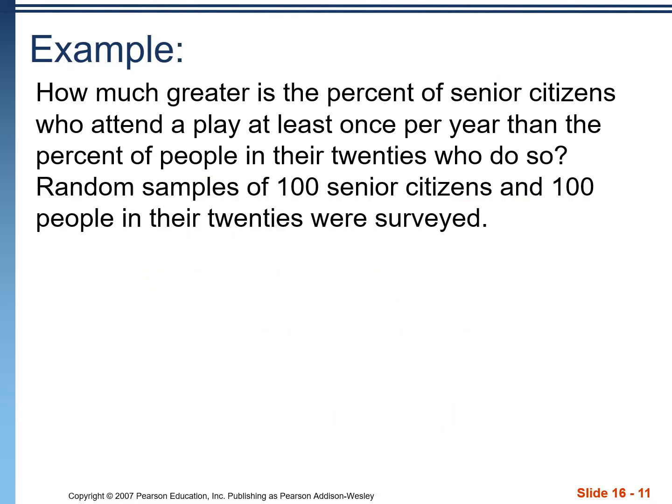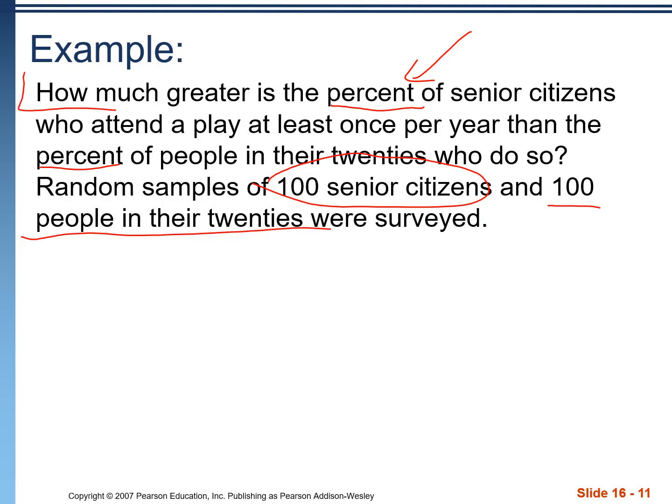Next up, how much greater is the percentage of senior citizens who attend a play at least once per year compared to the percent of people in their 20s? We have two random samples, one of 100 senior citizens and the other of 100 people in their 20s. So we have two groups here. It's talking about the percents of people in those groups. So this is a proportion problem. It's categorical data with the underlying question being, did you attend a play, yes or no?